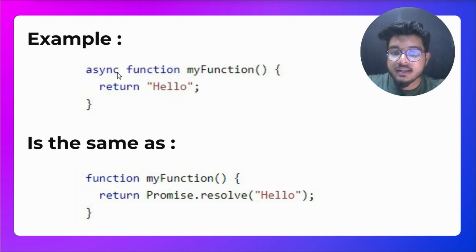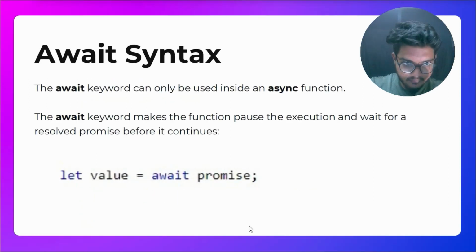The async keyword makes a function return a promise. Resolve is nothing but success, fulfillment, handled by using .then, as we have understood. Clear? Then what is await? The await keyword can also be used inside an async function. That is called async await.